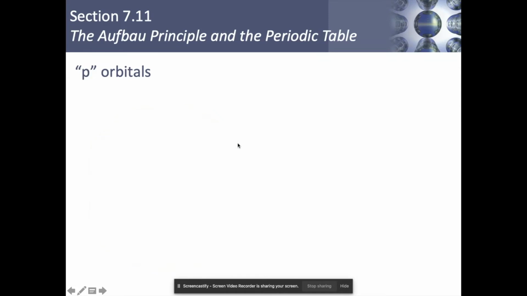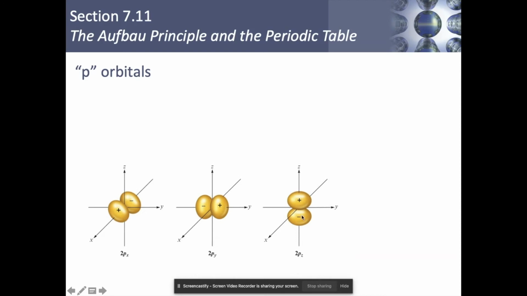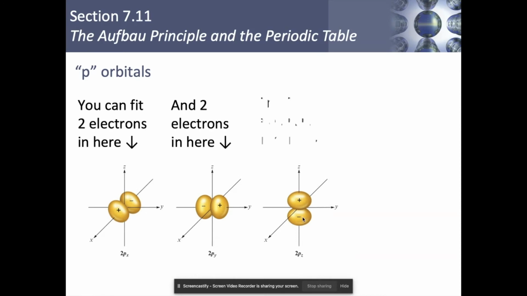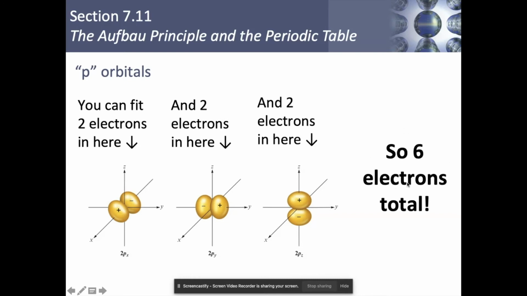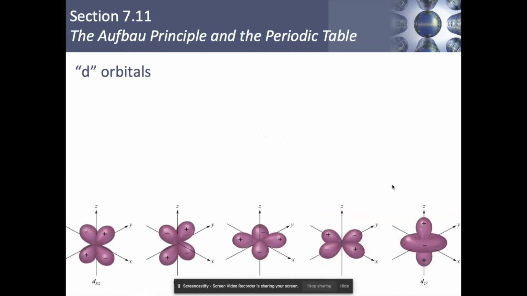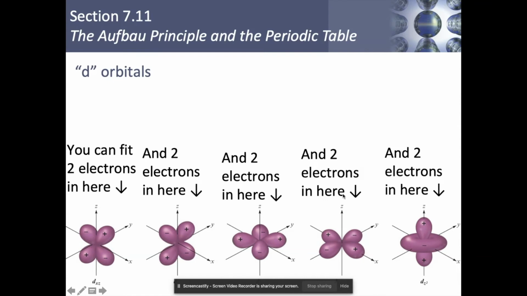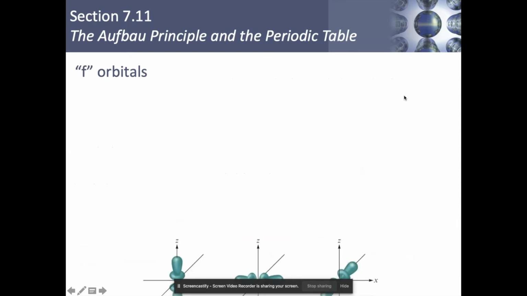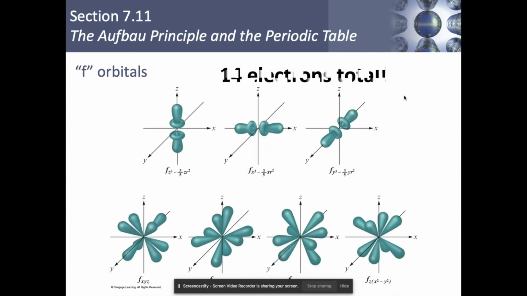So 2 electrons here. Remember these 3 things for the p orbitals, guess what? You can fit 2 here, 2 here, 2 here for a maximum of 6. You probably know where this is going now. For d orbitals, remember we had these 5 shapes. You could fit 2 here, or 2 here, or here, or here, or here. That means you have up to 10 possible locations for electrons. And last but not least, we had 7 different shapes for f orbitals. So of course we can have 14 electrons if each of these can hold 2.